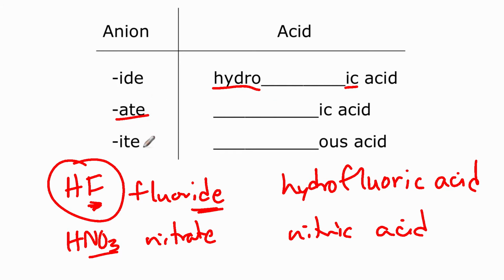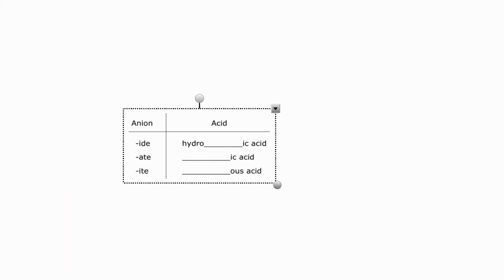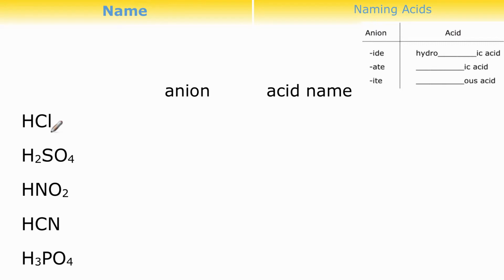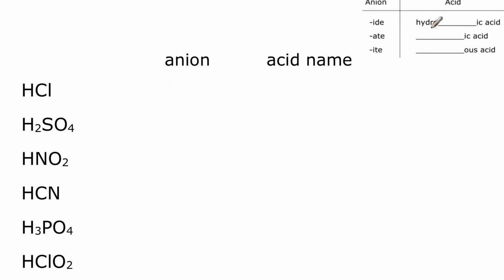And finally, if the anion ends in an "ite," then change the "ite" to an "us" acid. All right, let's try a couple. So here's a few names that we can use. Here's our rules up here, so we can use the rules.